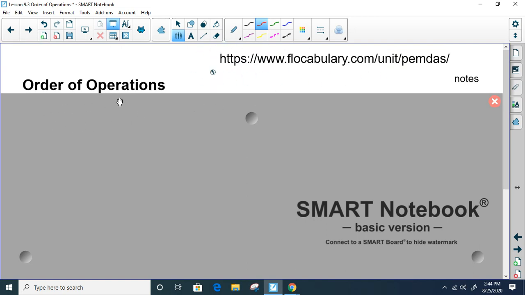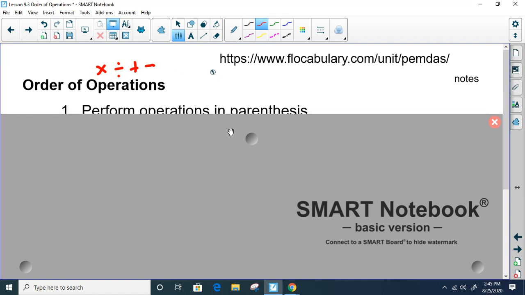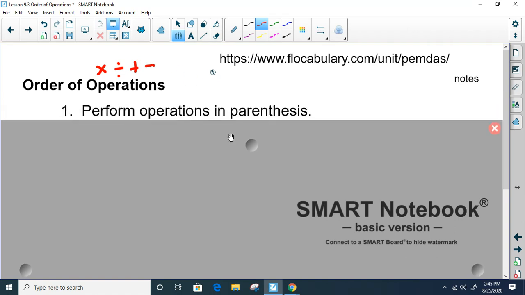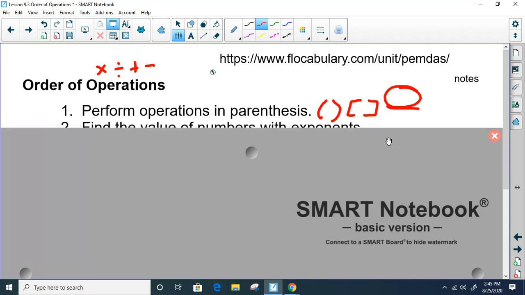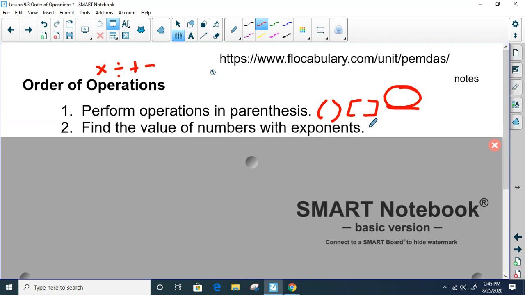So what the order of operations are is the correct way or order in which to perform operations. Remember, operations is a fancy word for multiply, divide, add, subtract. In the order of operations, the first thing that we do is we perform anything within parentheses. Okay, parentheses can look like this. They could be brackets. They're also the top of a fraction bar. Then we find the value of numbers with exponents. Remember, that's like 7 to the second power or 3 to the fourth power.